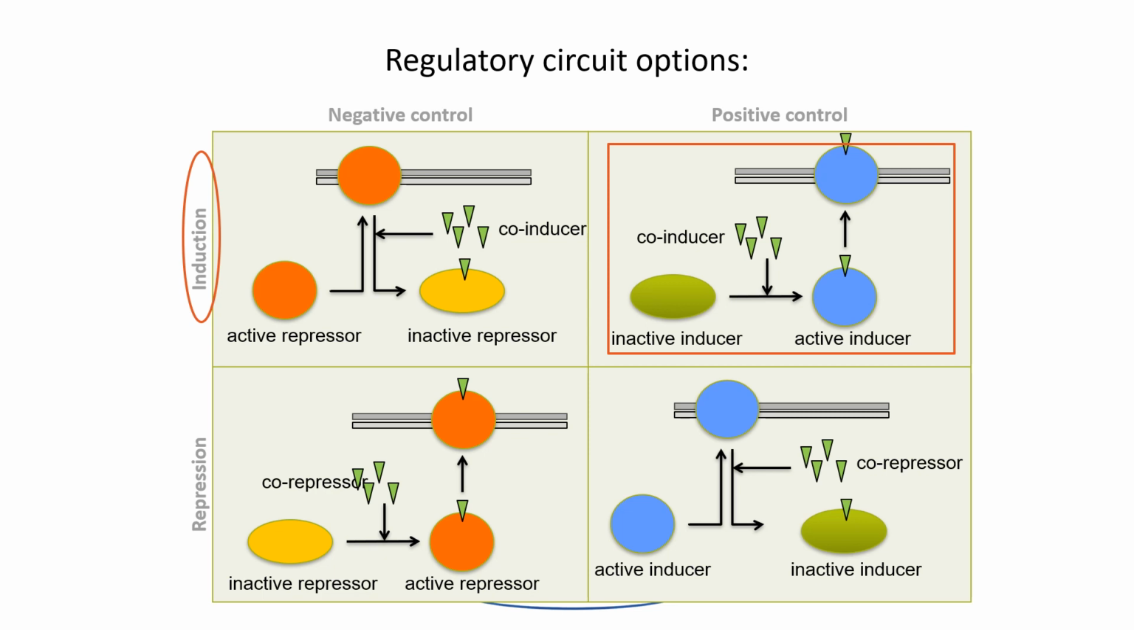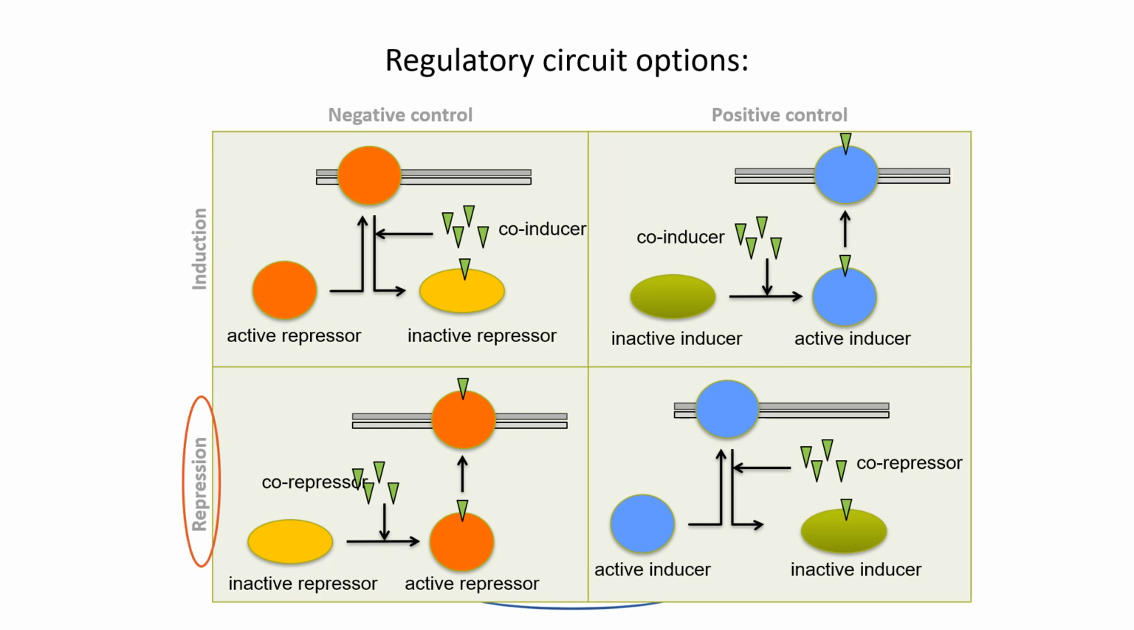Alternatively, binding of the co-inducer to an inactive inducer protein could activate it and facilitate transcription. This is depicted in the top right rectangle. Catabolite repression is an example of this type of control.